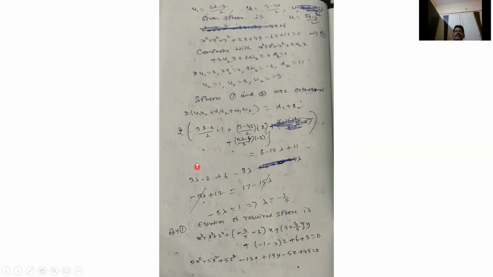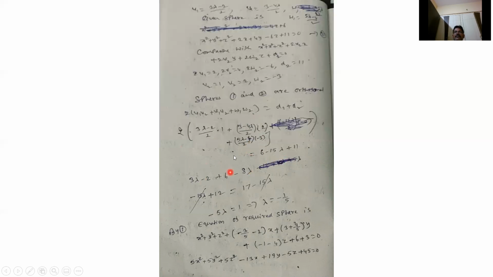I just use the condition for orthogonality: 2 of u1u2 plus v1v2 plus w1w2 equal to d1 plus d2. So u1 is 3 lambda minus 2 by 2, u2 is 1. v1 is 3 minus 4 lambda by 2, v2 is 2. w1 is 5 lambda minus 4 by 2, w2 is minus 3. d1 is 6 minus 15 lambda, d2 is 11.